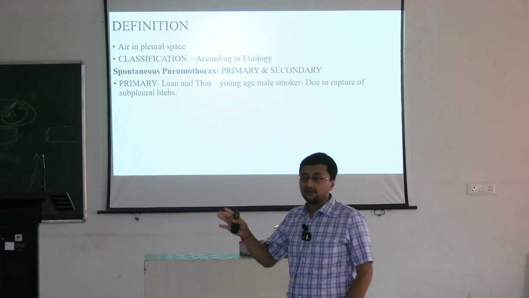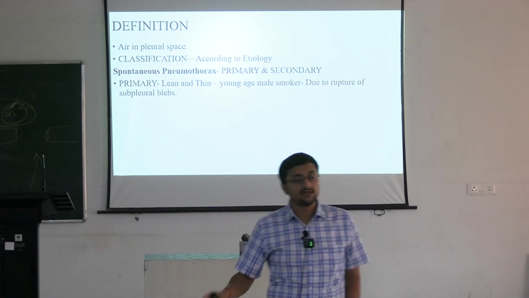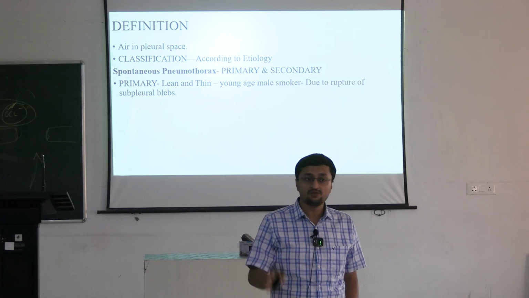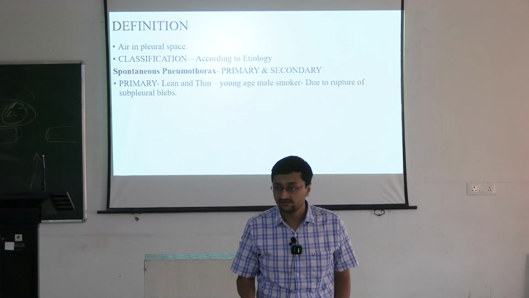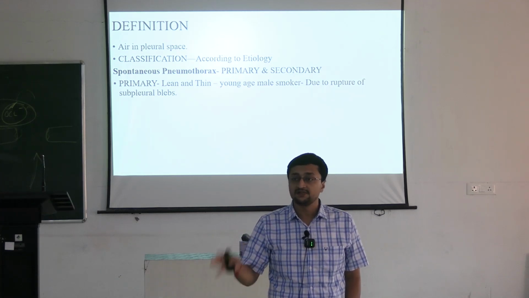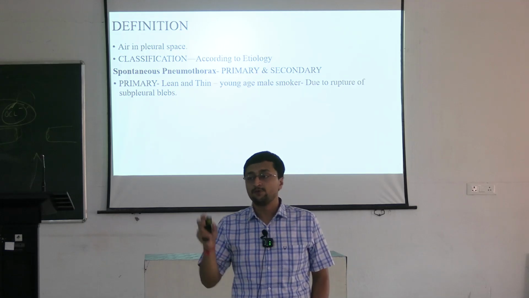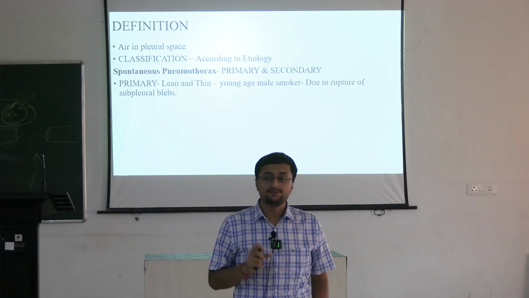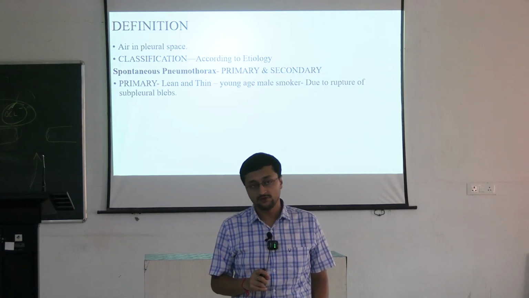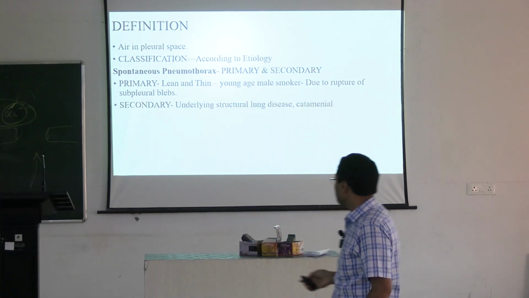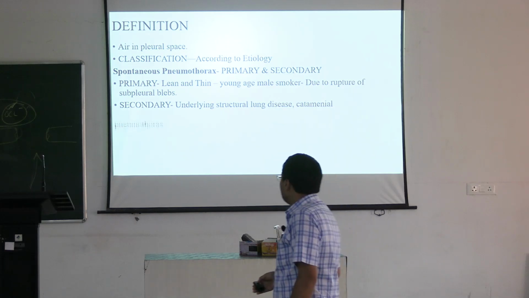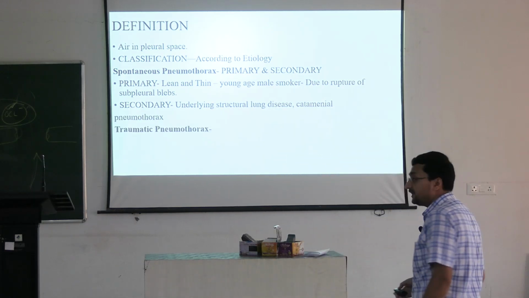Whereas where the underlying lung parenchyma is absolutely normal, there is no underlying lung disease, but the patient develops pneumothorax spontaneously without any history of trauma. This is called primary spontaneous pneumothorax. Okay. So this is primary spontaneous and this is secondary spontaneous. Next one is traumatic pneumothorax.